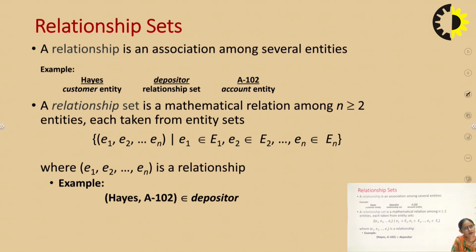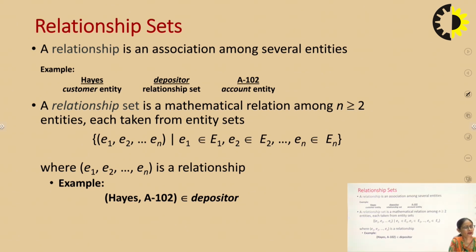Now the next important thing is relationship sets. A relationship is an association among several entities, which we have seen. So here Hayes is a customer entity, A102 is my account entity, and depositor is my relationship set.